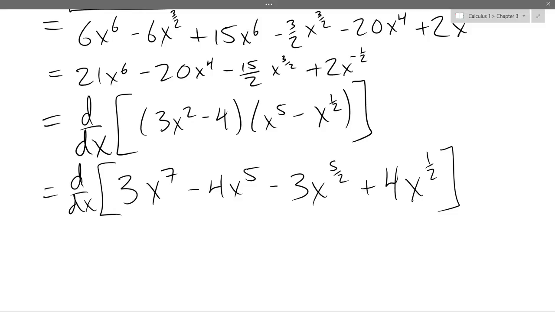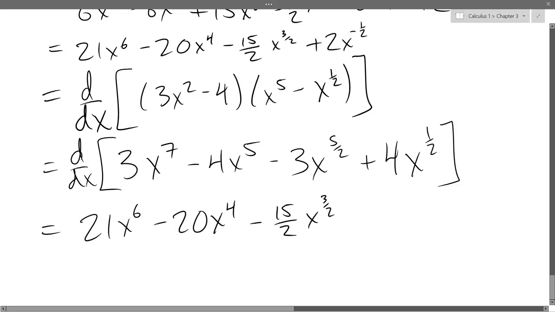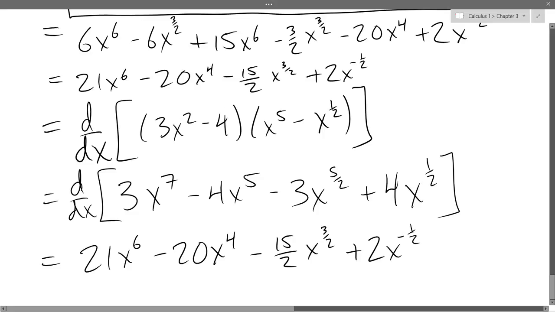Any algebra questions on distributing? So now take a derivative. This derivative should be not too tricky. You just got 4 things, so take the derivative of each piece. If you made it through that correctly, what should you be noticing? It's the same thing.